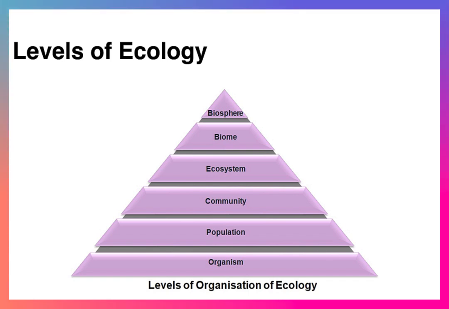And then we have the community, which is all the living things within an ecosystem. The population, which is all the living things of the same species within the community. And then last but not least is the organism, which is the single individual within the population.